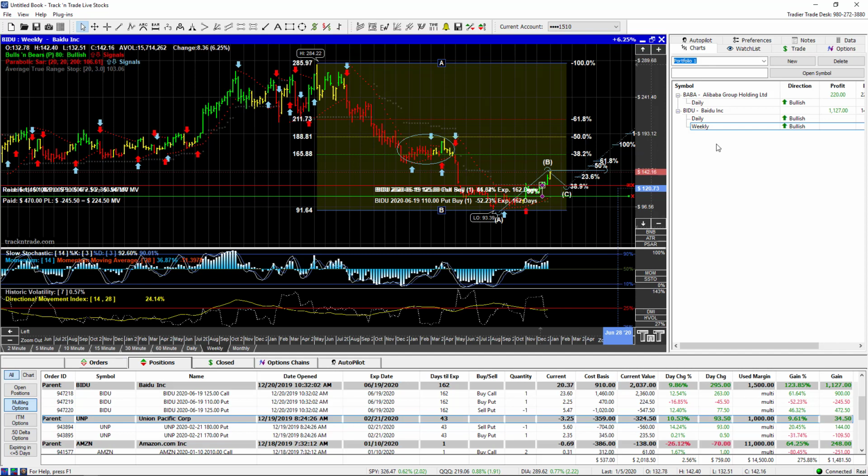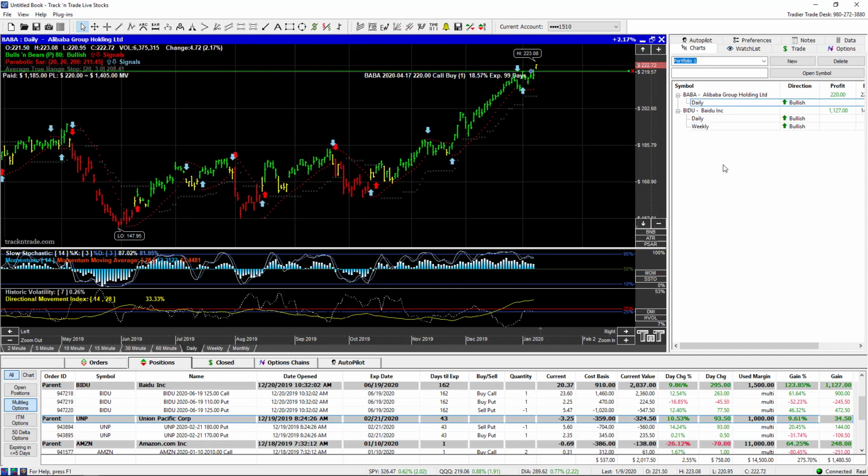So the next company I'm interested in is Alibaba, and we're going to come over and take a look at Alibaba. So this is Alibaba, and as you can see, this market's been just going straight up like a rocket ship. And I want to talk to you a little bit about why it did that.